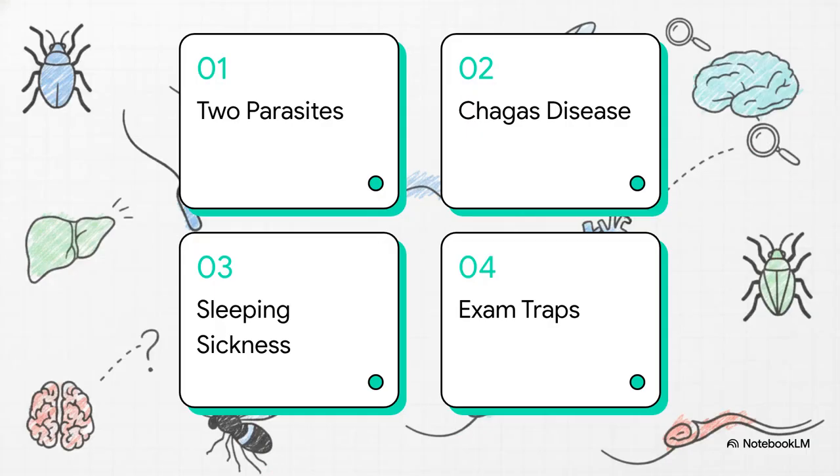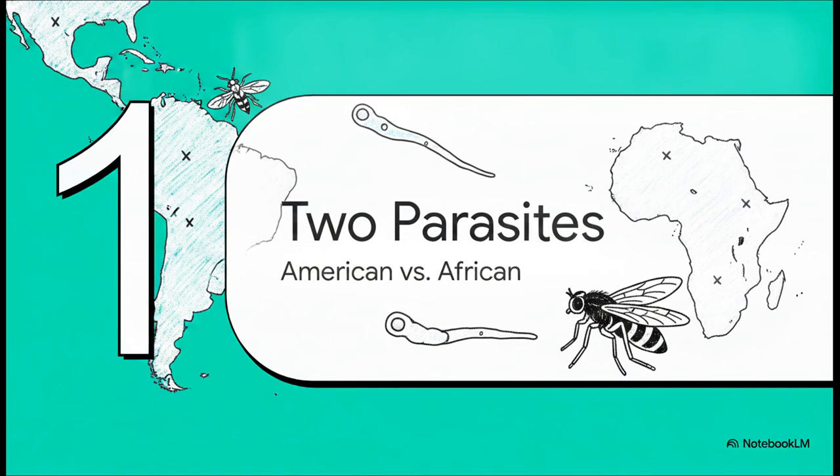Okay, let's dive right into this. Here's our roadmap so we can compartmentalize all these facts. First, we'll look at a tale of two parasites, then Chagas disease, followed by sleeping sickness, and finally, we'll hit those high-yield exam traps. All right, starting off with part one, a tale of two parasites.